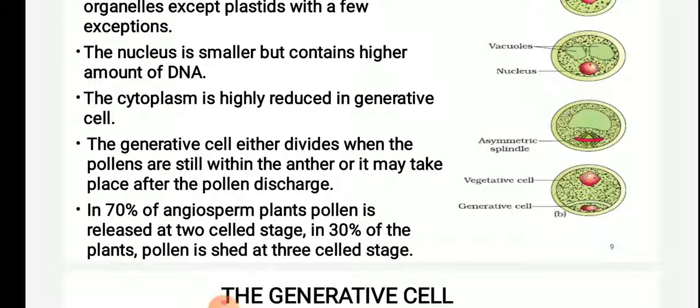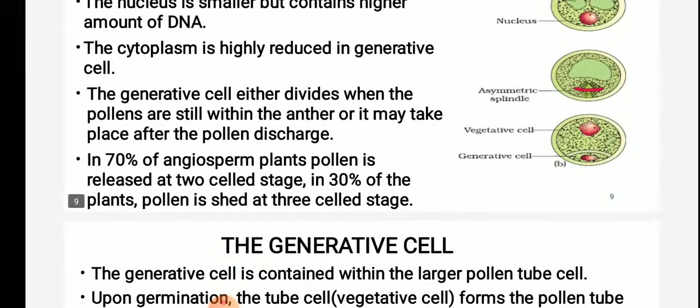The generative cell either divides when the pollen are still within the anther, or the division may take place after the pollen discharge in the style region of the gynoecium.